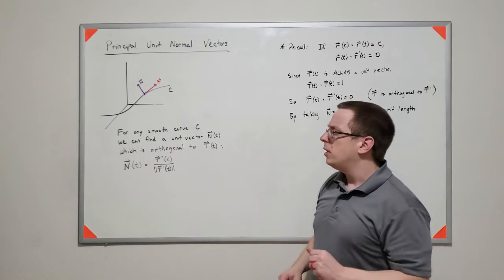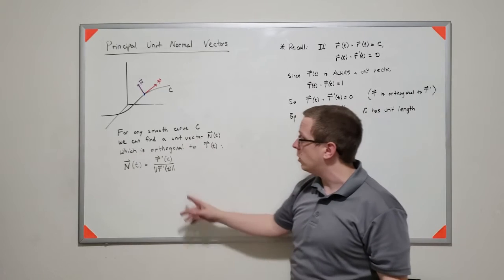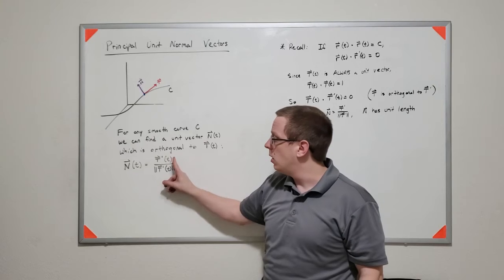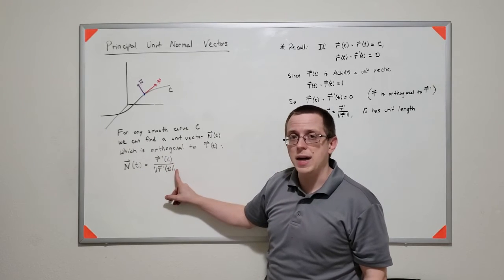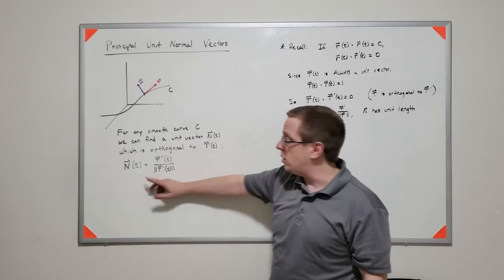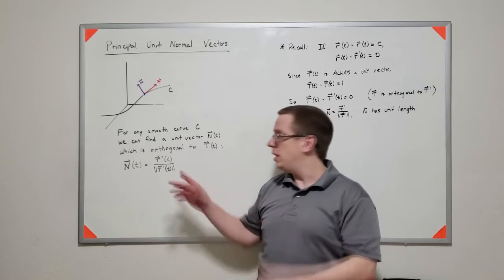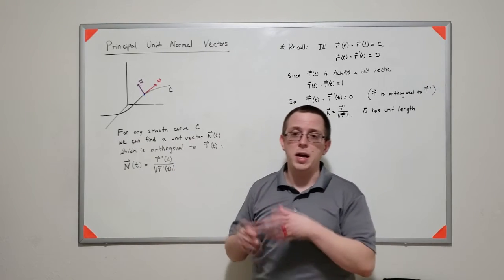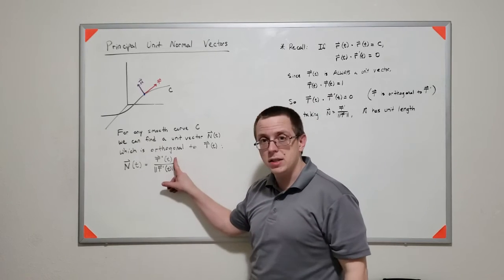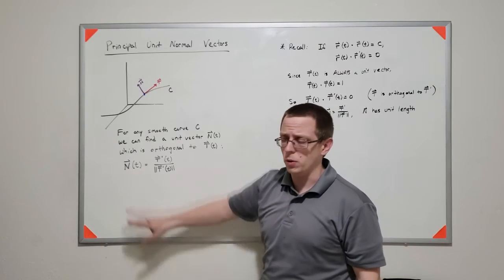But anyway, the task at hand, the way that we construct this unit normal vector is by taking the derivative of the unit tangent vector and then dividing that by its magnitude. And that's really all you have to do to get the unit normal, though I will say it takes a lot to compute, because to get the unit tangent vector, you have to take the derivative of the position vector and then divide by its magnitude, and then you have to take this derivative and divide by its magnitude. So getting this vector is not necessarily trivial.